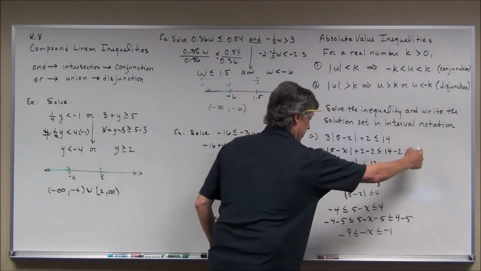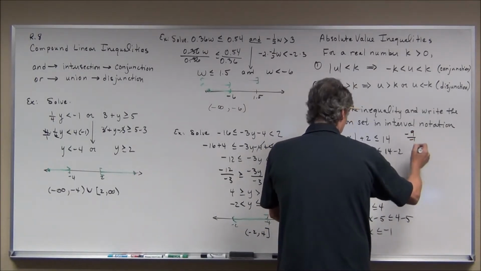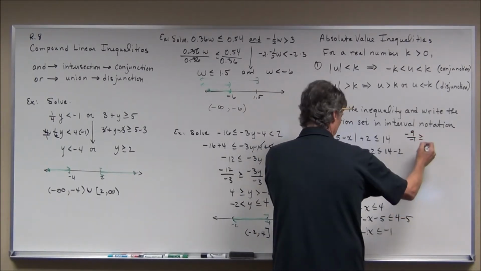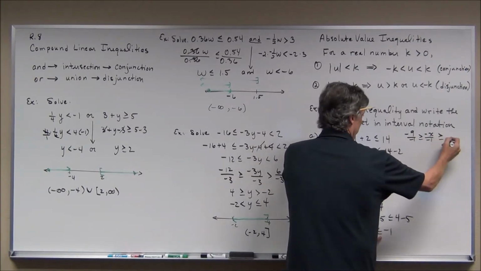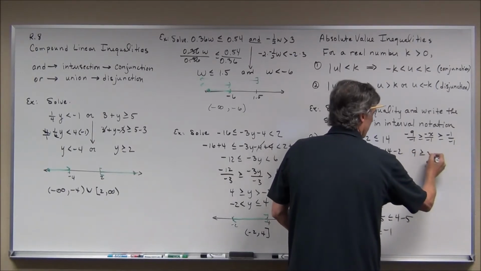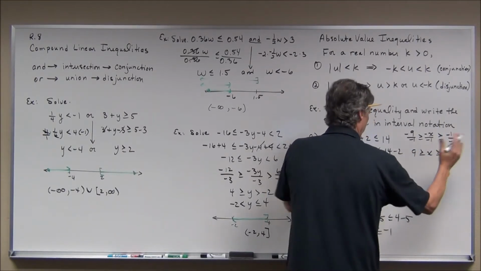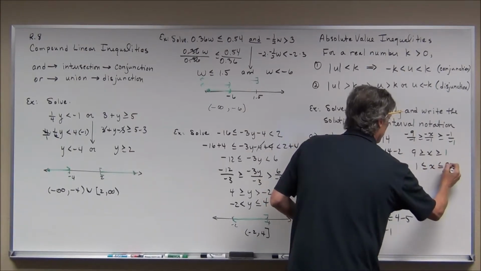Well, this is like a negative 1 here. I'm going to have to divide through by negative 1, which is going to reverse the order. This becomes greater than or equal to. And I get 9 is greater than or equal to x is greater than or equal to 1, or switching it around, 1 is less than or equal to x is less than or equal to 9.